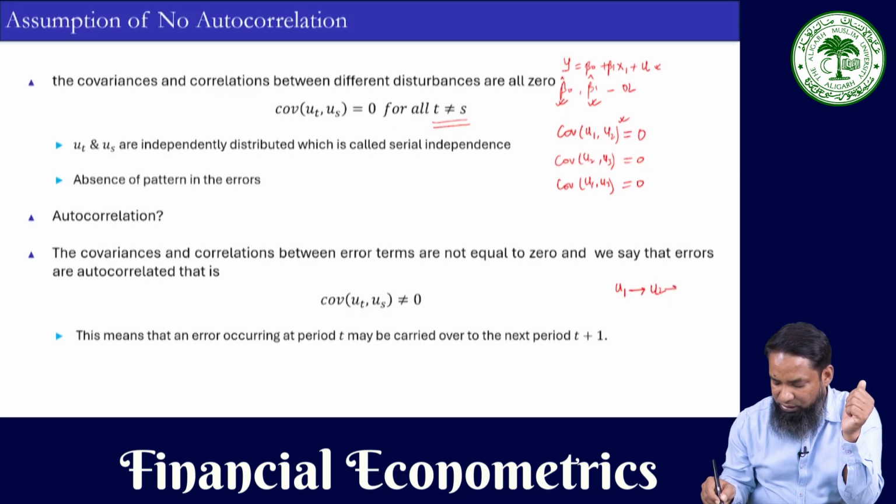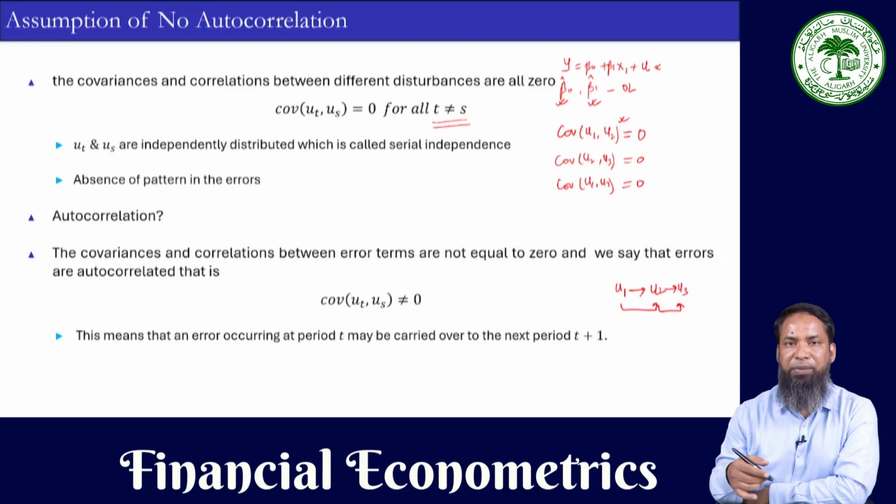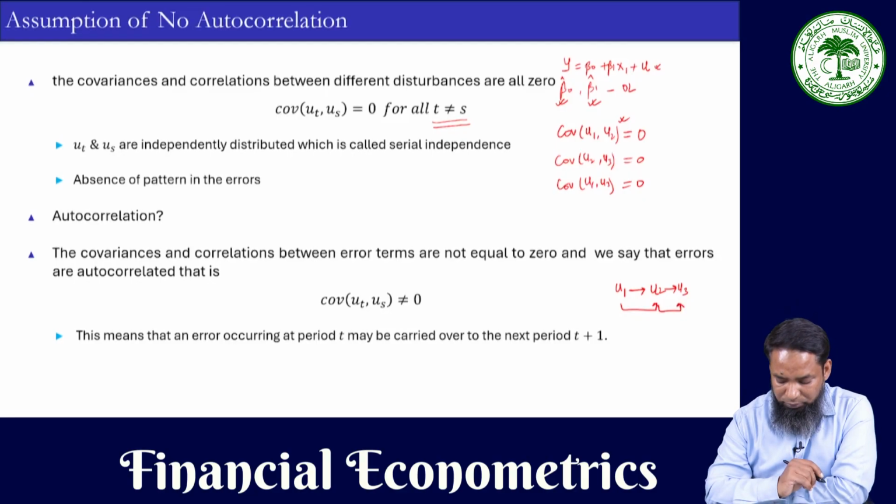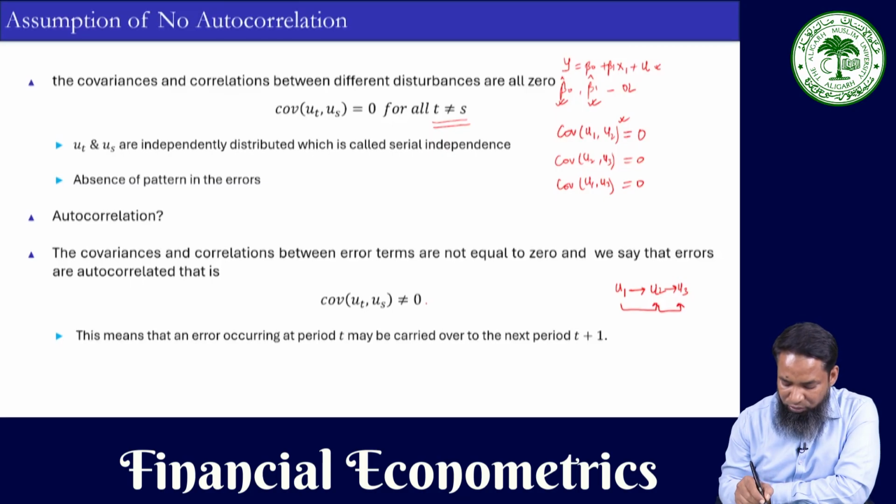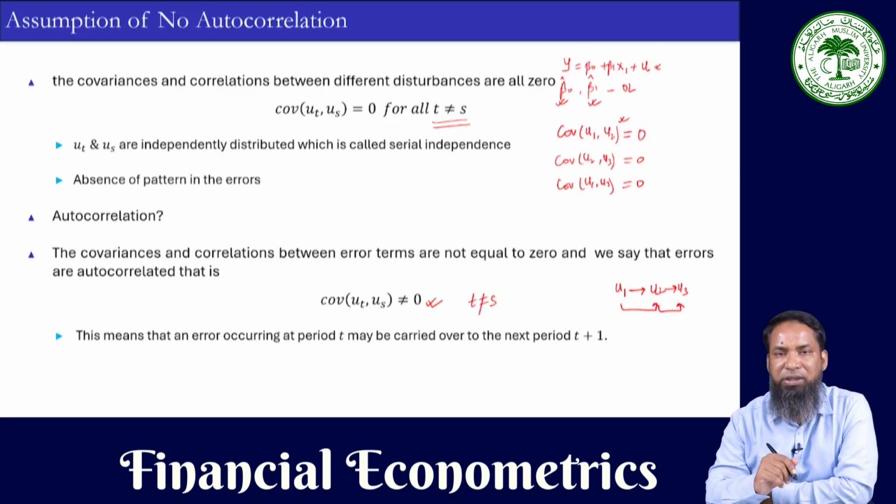and this u2 has some kind of relationship with u3. So there will be some kind of dependency between u3, u2 and u1, and if we have such dependency and pattern, then the covariance between ut and us will not be equal to 0 when t is not equal to s, and if that happens, then we say there is the problem of autocorrelation.